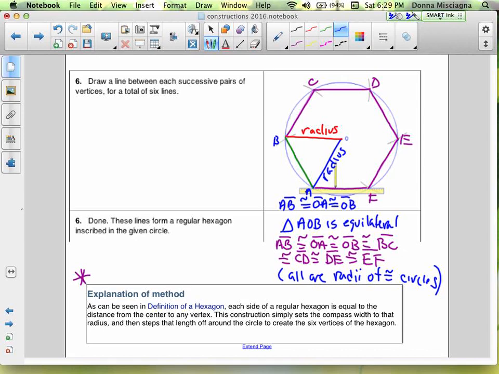But if we drew the whole circle instead of just an arc, this would be a really crowded drawing, right? We'd barely be able to see our inscribed hexagon. So that's why we only do the arc, because that's all we need.